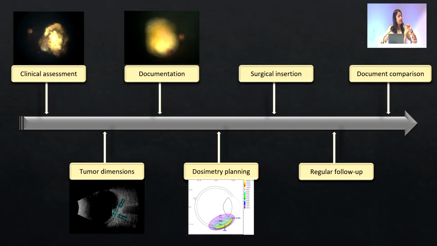When we talk about iodine, it's slightly different. In the iodine plaques, you can decide the exact placement of the seeds, but in ruthenium, you don't decide the number of seeds per se because it's an entire plate. So you have to decide according to the duration there.